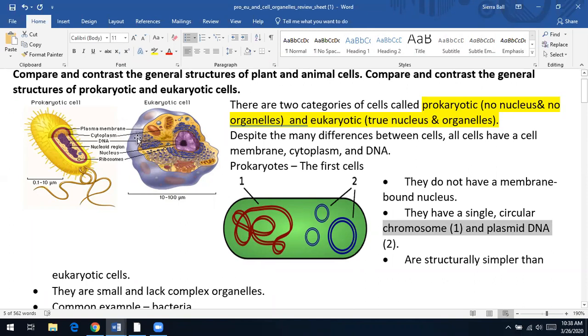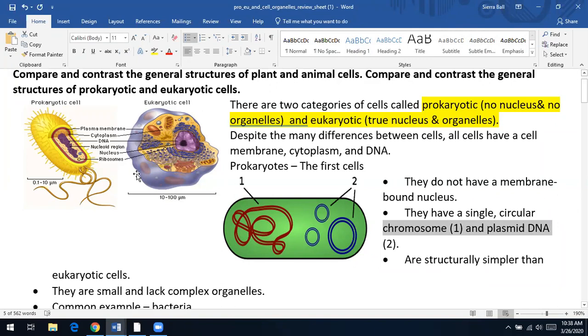They both have cytoplasm, which is like the jelly that the internal cell contents sit in, and they both have DNA. The difference between the two is that in eukaryotic cells, the DNA is going to be contained inside of a nucleus, whereas in a prokaryotic cell, the area where the DNA is, is known as the nuclear region. And then they both have ribosomes.